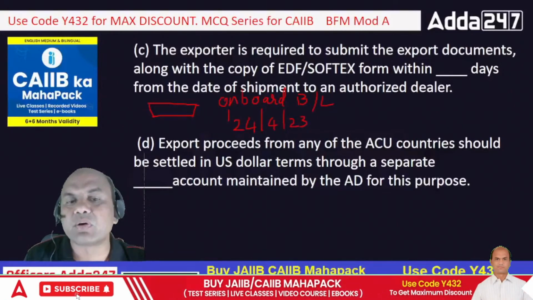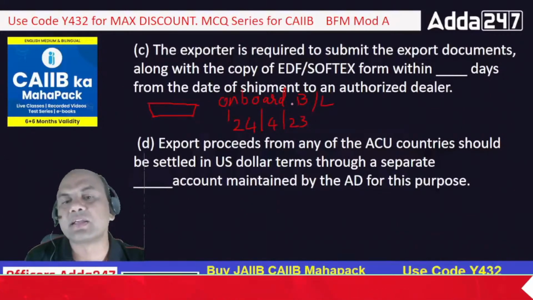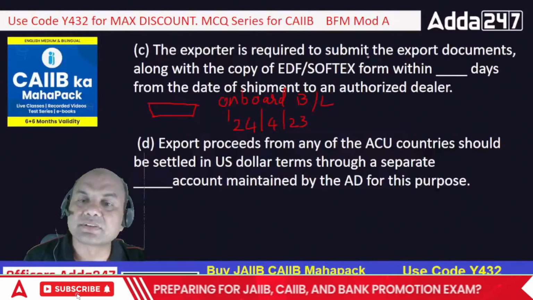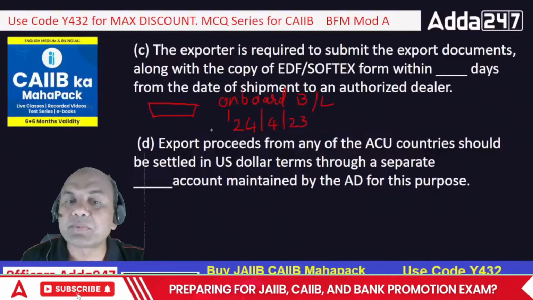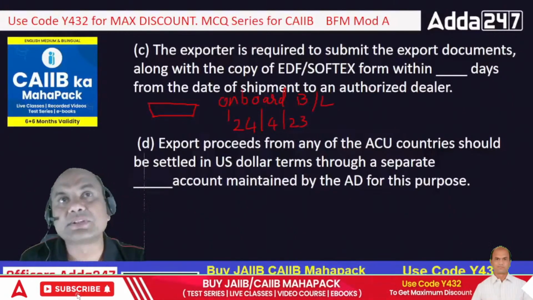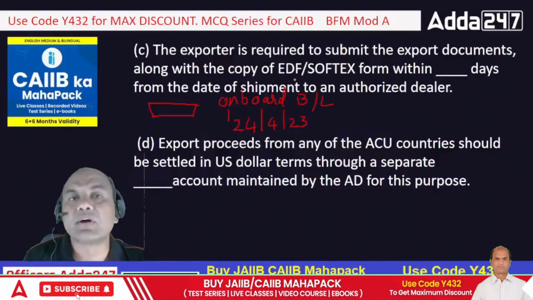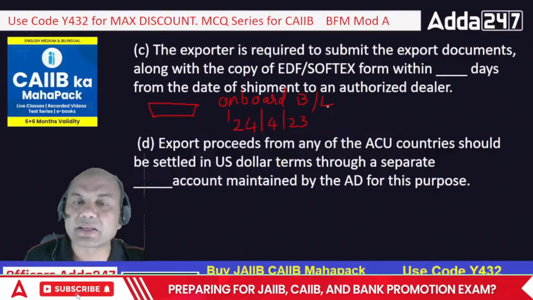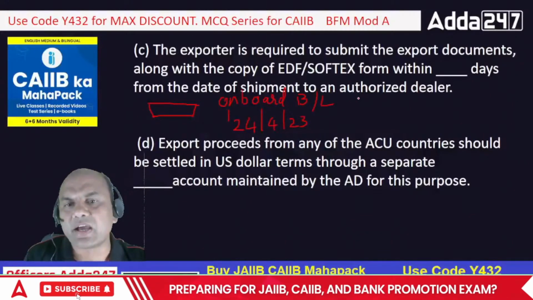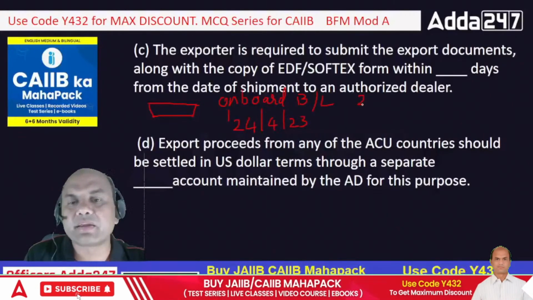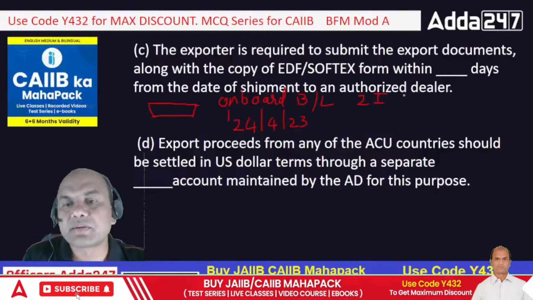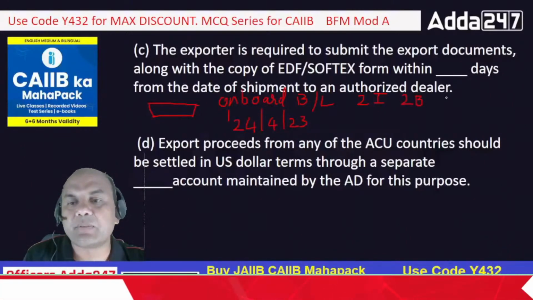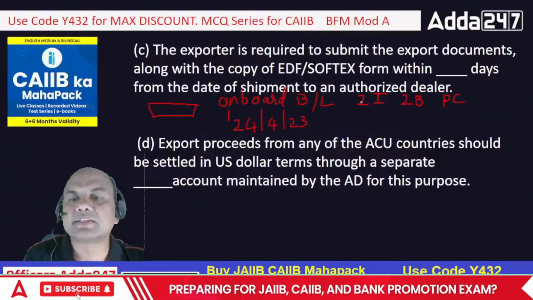If the date of on board BL is 24/4/23, then within how many days should I submit the documents to the bank? Now which are the documents used by the exporters? Always remember there are 6 types of documents. I have made it a simple rule: 2I, 2B and PC.